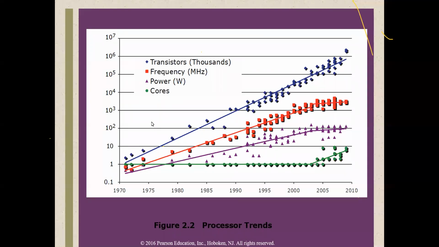Okay. Now this chart depicts the evolution or the trend of processors vis-a-vis the speed as given in frequency, the power, and the number of cores that are put on the processor. So you could see some of the trend, looking at some of the strategies that have been put forward to increase the performance of our systems.